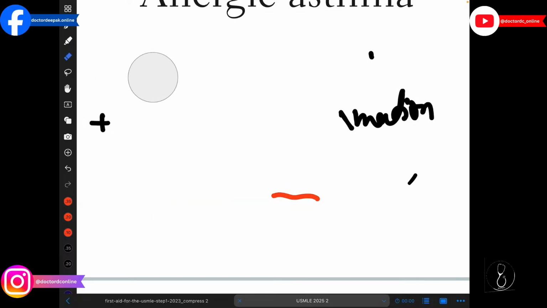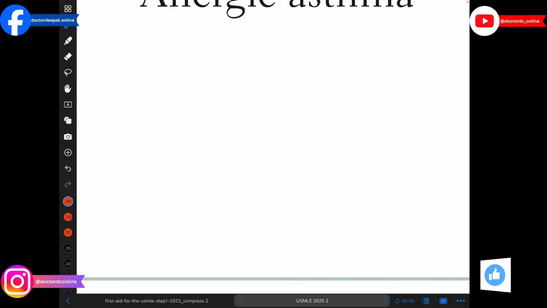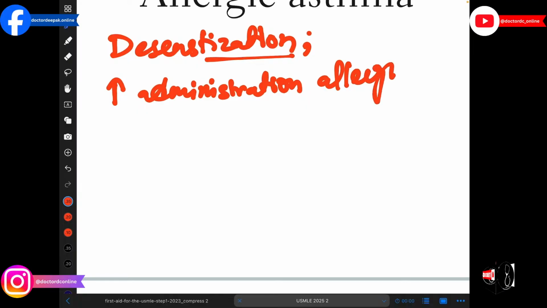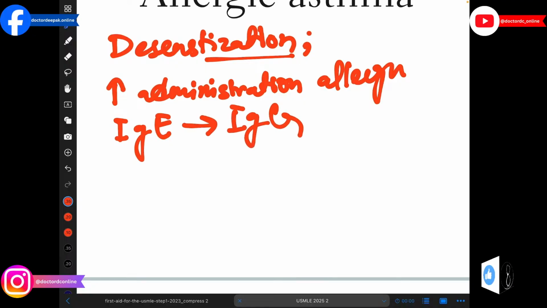And for desensitization, what are we going to do? It is the gradual administration of increasing amounts of allergen, so the response changes. For desensitization, we gradually administer the allergen by increasing the amount, and the response changes from IgE to IgG, so that the body becomes desensitized, and IgG antibody can block the mediator release and modify the T helper cell too.